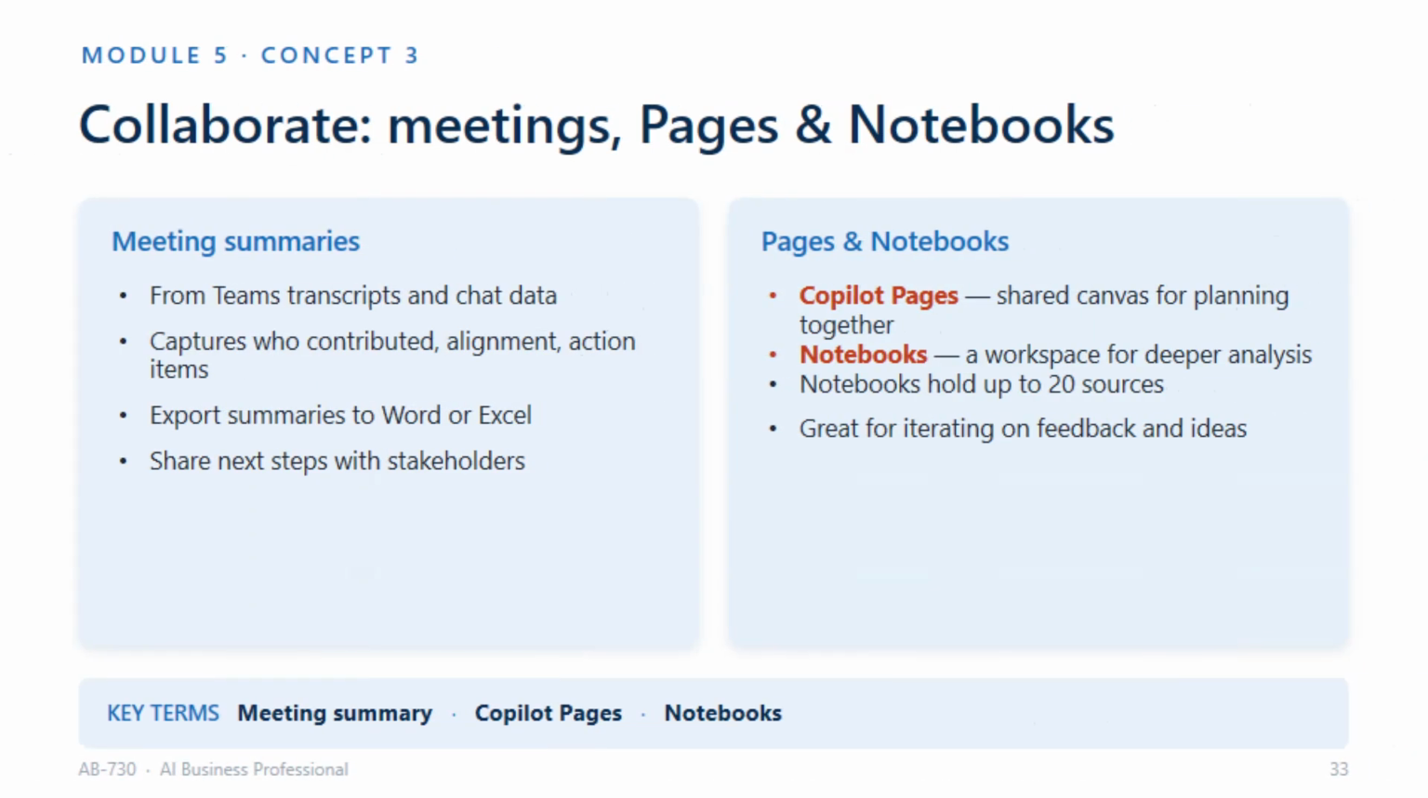Copilot supports collaboration through meeting summaries generated from Teams transcripts and chats, capturing contributions, alignment, and action items. Summaries can be exported to Word or Excel. Copilot Pages is a shared planning canvas, while Notebooks is for deeper analysis, holding up to 20 sources. Use Pages for shared planning and Notebooks for deeper work.